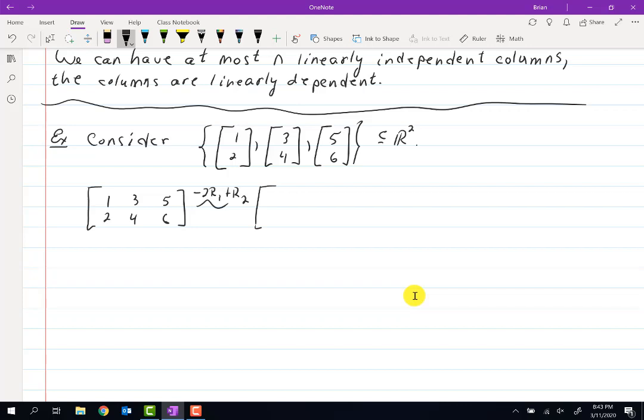So the first thing I'm going to do is take negative 2R1 plus R2. So the first row will not be affected, but the second row will. Negative 6 plus 4 will be negative 2, and negative 10 plus 6 will be negative 4. Now I'm going to divide the second row by 2, or 1/2 R2. So 1, 3, 5, 0, negative 1, negative 2. And then I'm going to take 3R2 plus R1.